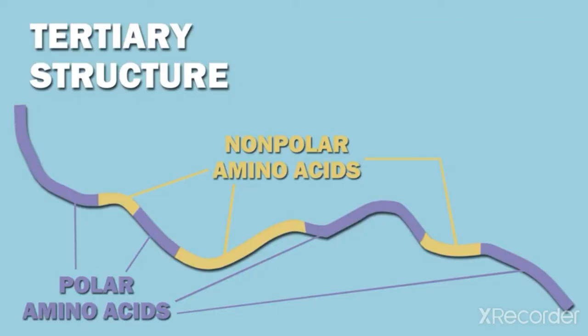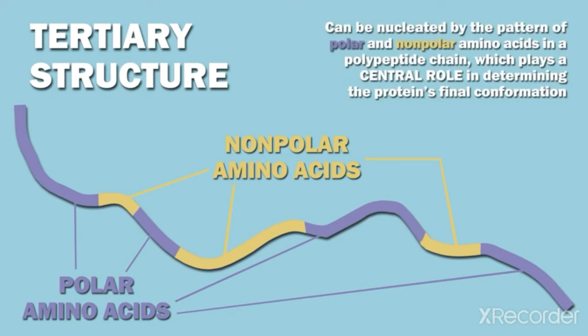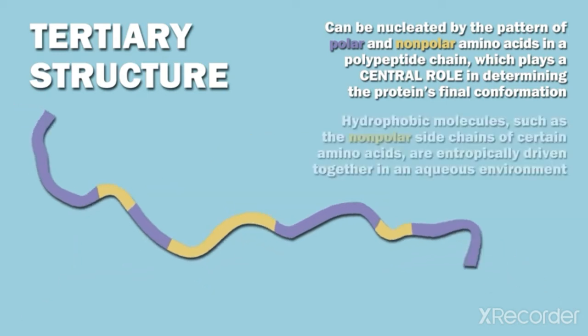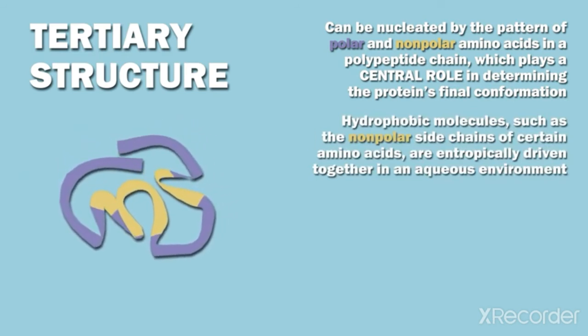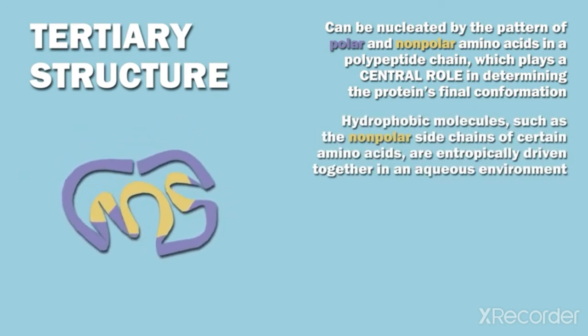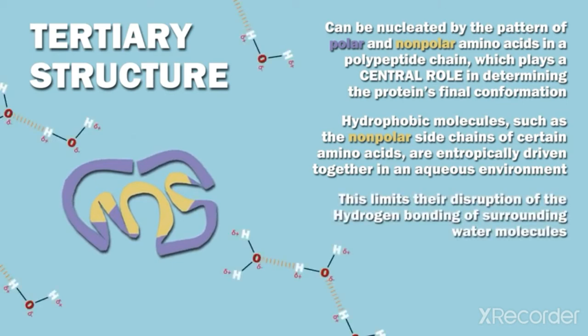Tertiary structure formation can be nucleated by the pattern of polar and nonpolar amino acids in a polypeptide chain, which plays a central role in determining the protein's final conformation. This is because hydrophobic molecules, such as the nonpolar side chains of certain amino acids, are entropically driven together in an aqueous environment. This limits their disruption of the hydrogen bonding of surrounding water molecules.